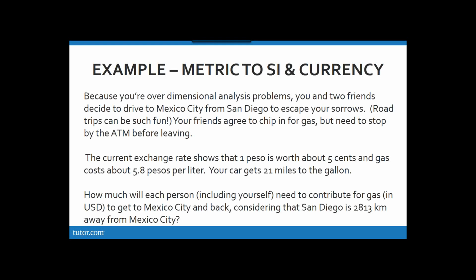All right, so your friends agree to chip in for gas, but need to stop by the ATM before leaving. The current exchange rate shows that 1 peso is worth about 5 cents, and gas costs about 5.8 pesos per liter. Your car gets 21 miles to the gallon. So we want to know how much each person, including yourself, will need to contribute for gas in US dollars to get to Mexico City and back, considering that San Diego is 2,813 kilometers away from Mexico City.